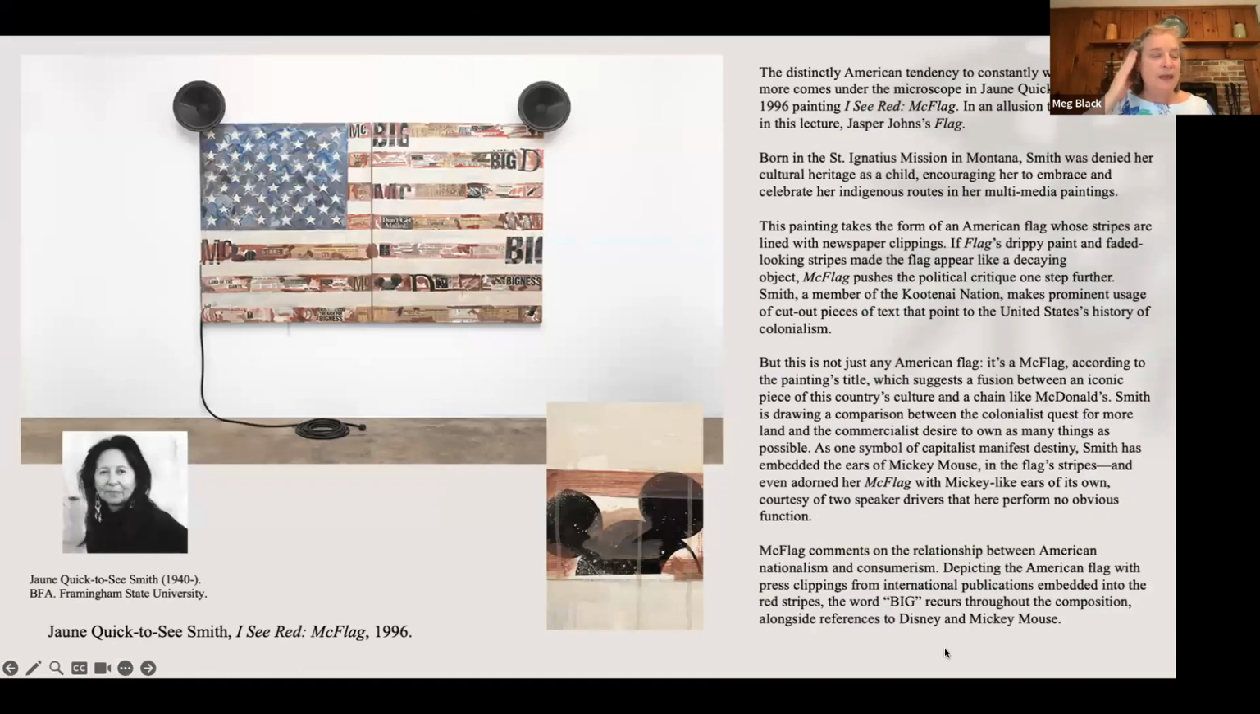There we go. And then we have Jaune Quick-to-See Smith. She's another Native American artist, and she's having a retrospective right now at the Whitney. Her commentary about American culture is how we want everything so big. So she plays off of Paik's flag that I just showed you. This is called I See Red: McFlag, and it's a commentary on everything we do.